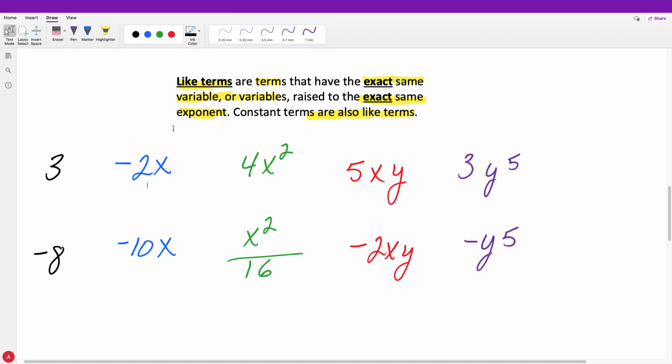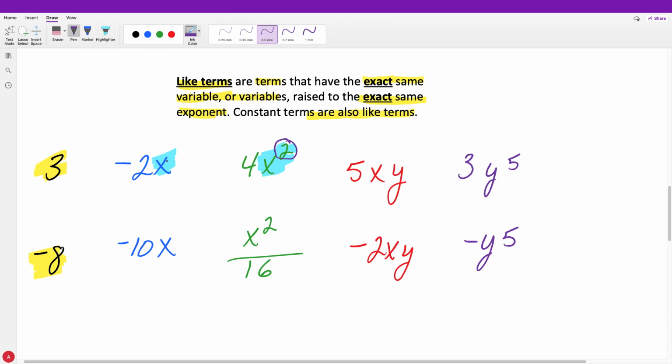In order for terms to be like terms, they need to be identical in every way as far as our variables are concerned. Right? So in this case, this 3 and this -8, they are like terms because they're both constants. It doesn't matter if our constants or coefficients match. It just matters that if they are a constant, then they are like terms. All right, so when we move on to this blue one, even though I see that this blue term is -2x, this is not the exact same as this 4x squared because this green term has a square.